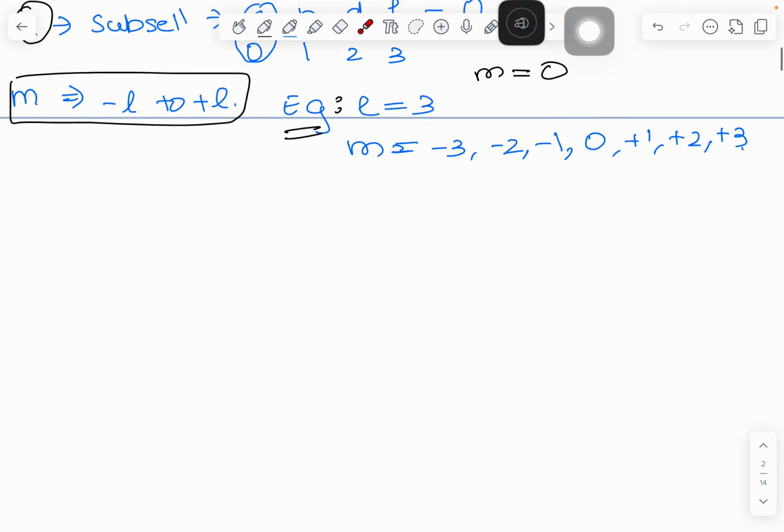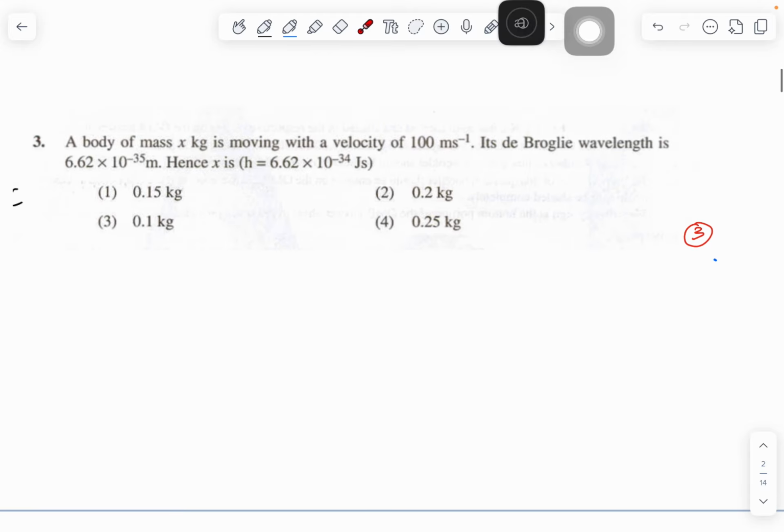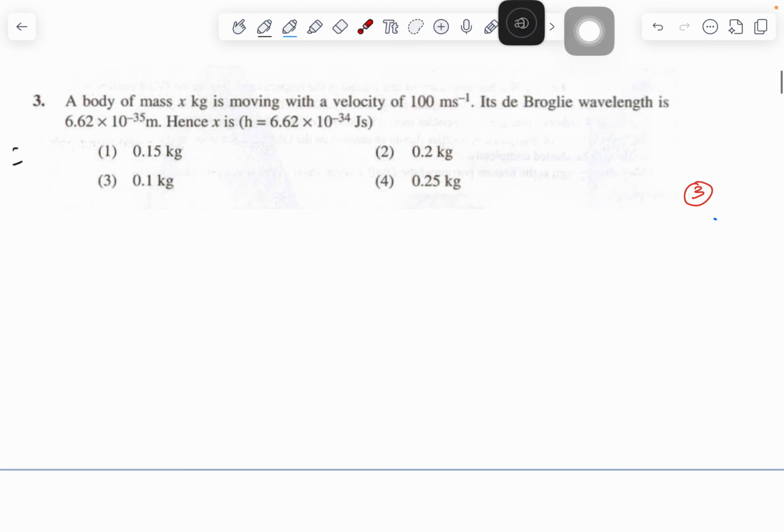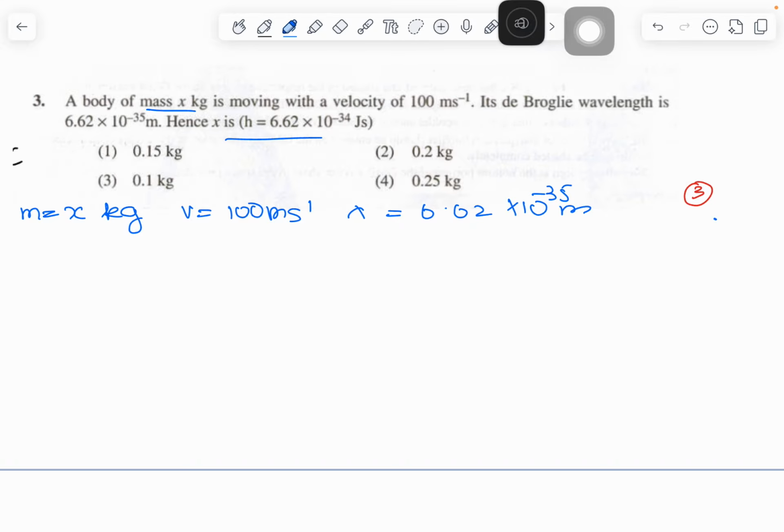This is a 2009 question. Let's see one more question from 2009. It is about de Broglie's wavelength. The question is about a body of mass x. Whenever such a question is given, you just write the given, then you will be easily able to solve the question. So the body of mass m is x kg, moving with a velocity of 100 meter per second. Its de Broglie wavelength is given as 6.626 into 10 to the power minus 35 meter. Planck's constant is also given. They are asking for the mass.